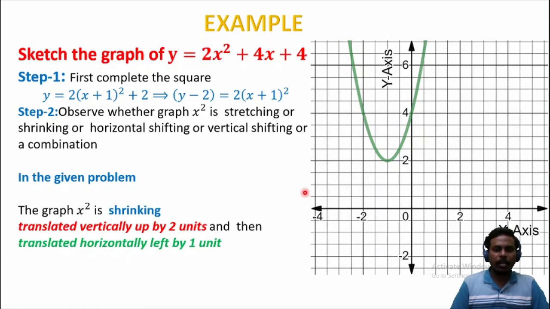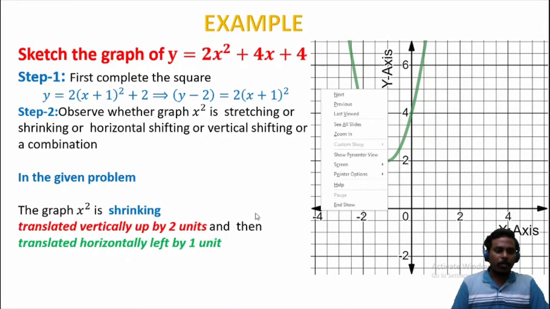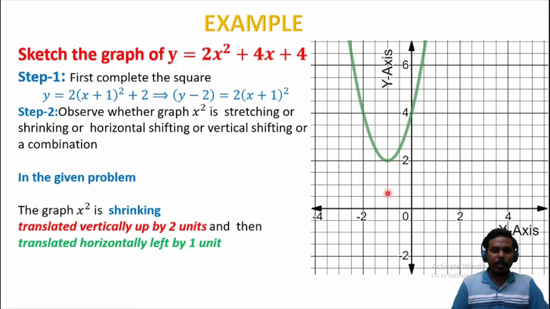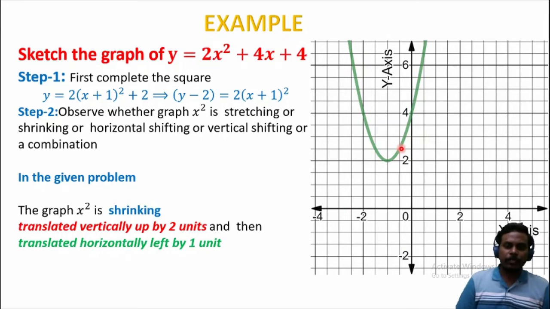So first, what is being done? The graph got shrunk first, and afterwards horizontally it has shifted 1 unit. If you look at this here, it is 1 unit. Now vertically it has moved how many units? Vertically it has moved 2 units. So the graph is like this. This is the final output. You can practice some more examples.